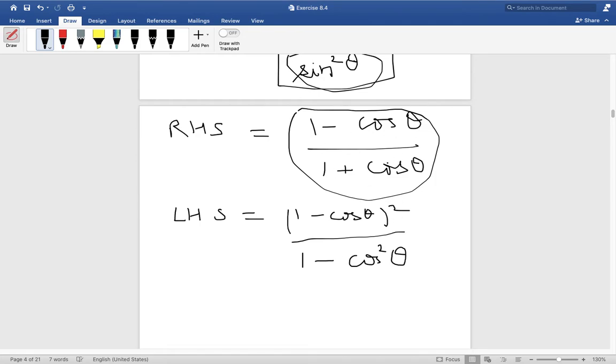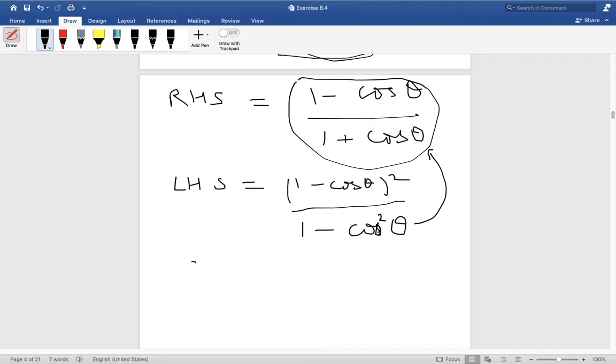Now I need to simplify this. You just have to think, how do I get rid of the square over here? It says 1 plus cos theta in the right hand side. I have to go from here to here. You can guess if you think hard enough. There's this identity: a square minus b square is equal to a minus b into a plus b.